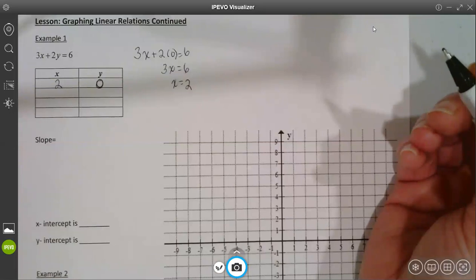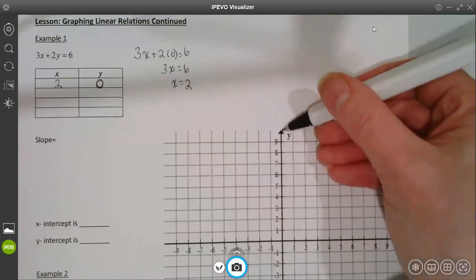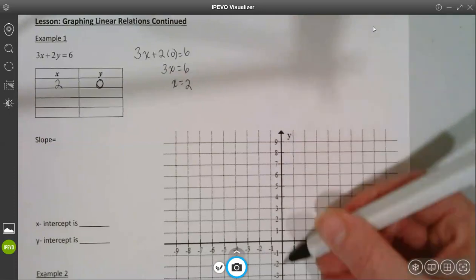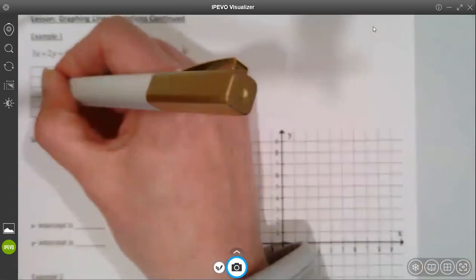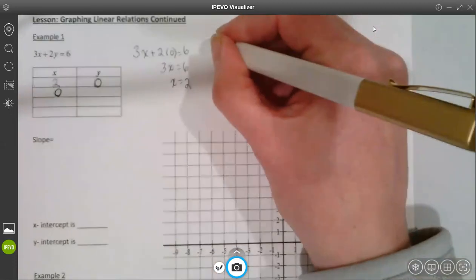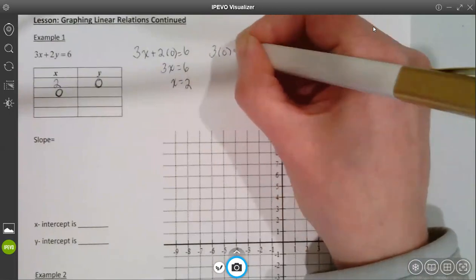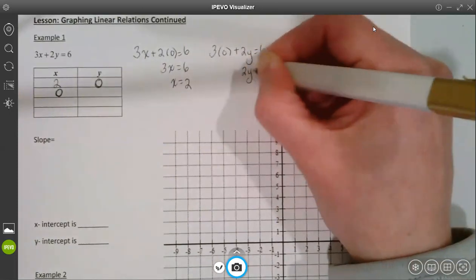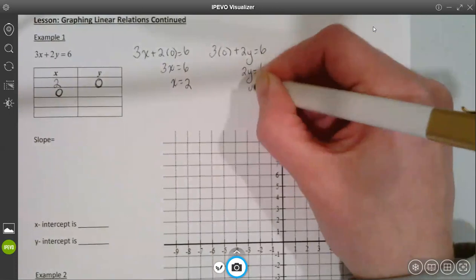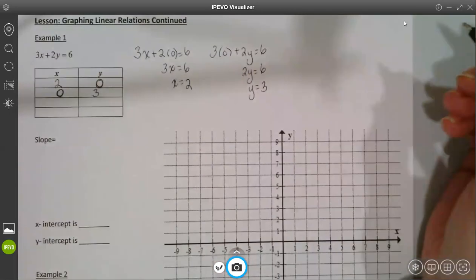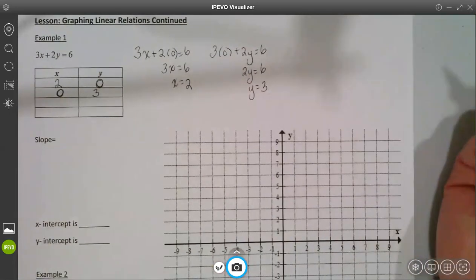Then I want to find another special point. I'm going to find the y-intercept. So where will our line intersect the y-axis? Well, every point along the y-axis has an x-coordinate of 0. So I'm going to let x equal 0, and I'm going to find its partner y. So I replace the x with 0 into the equation, and I'm left with an equation in one single variable, and I can proceed to isolate that. y is equal to 3. So now we have found two ordered pairs for this relation.